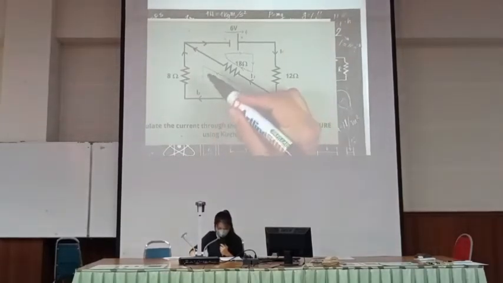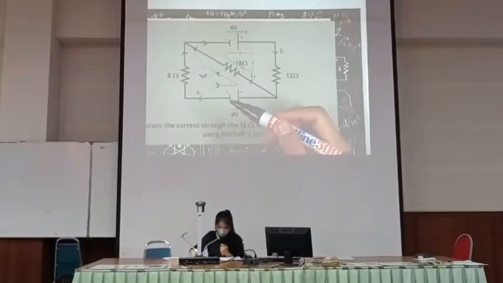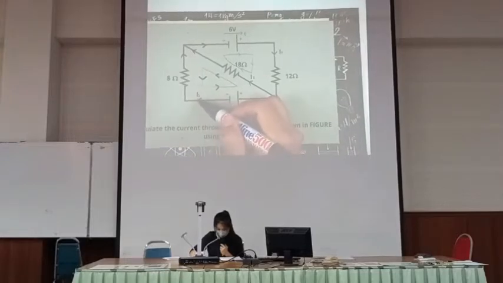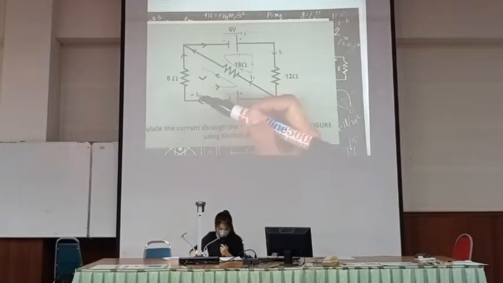The direction of the loop is anti-clockwise here, but you can realize the I3 is flow opposite to the direction of loops. So the sign of I3 actually is negative.